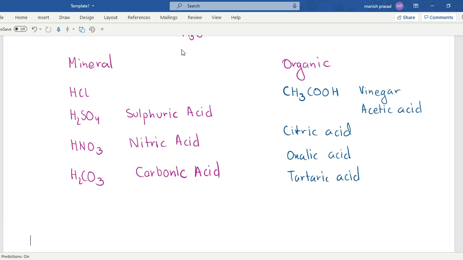All these things can be got from living things, which is why they are known as organic acids. Basically, organic acids are any of the acids which have a COOH at the end. So this classification is fine.